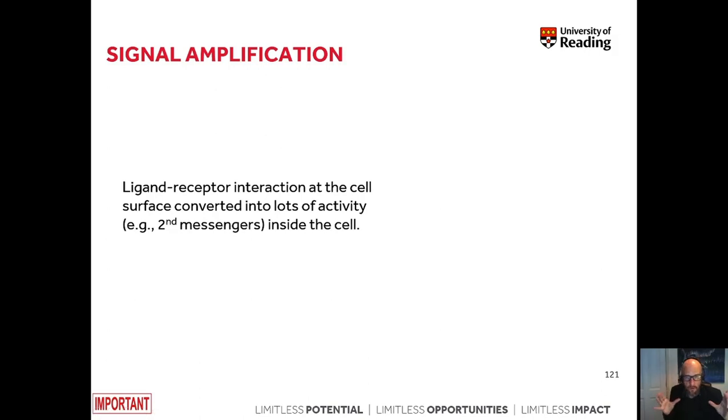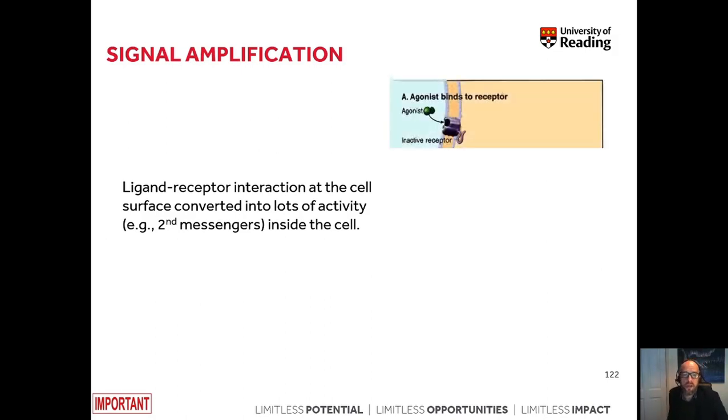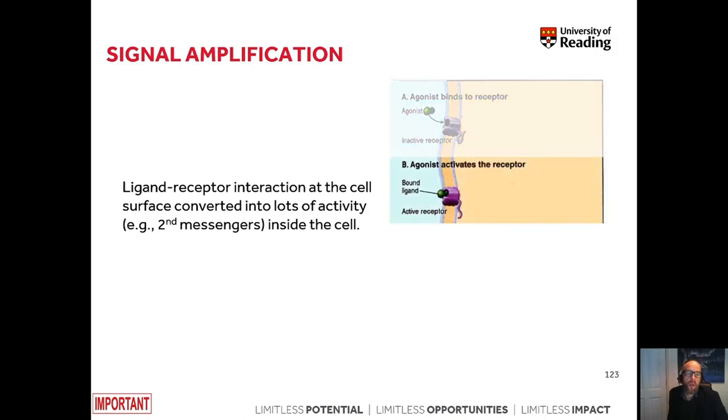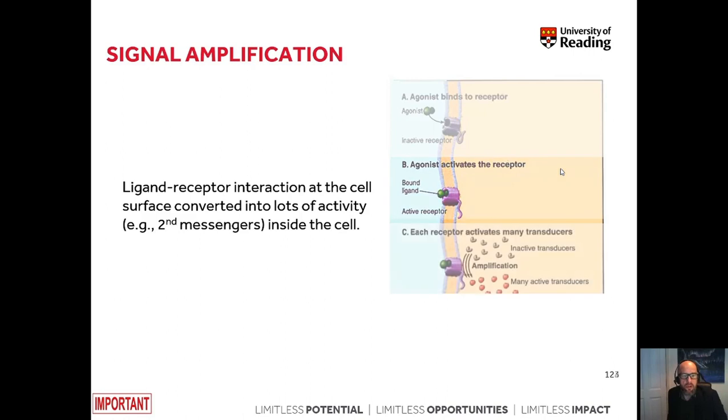As I mentioned before, ligand receptor interaction at the cell surface is usually converted into lots of activity, lots of second messengers inside of the cell. So we have binding of the ligand to a receptor, activation of the receptor, and production of a lot of second messenger. And this step is referred to as amplification.